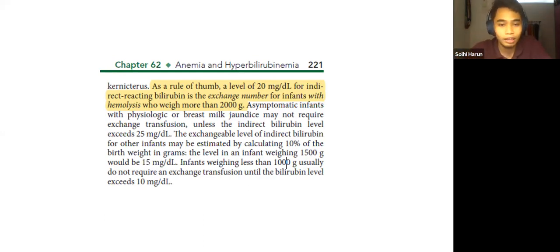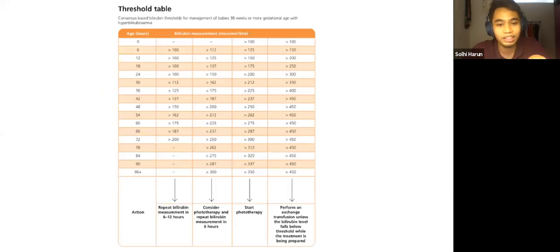But if we take a look at a few guidelines, for example, the NICE guidelines, a bit more detail. If you can see at the far right, on the right side, there's a specific number, more than 100, more than 150, more than 200. These are the threshold numbers for you to perform an exchange transfusion. And this is based on the age of the patient in hours.